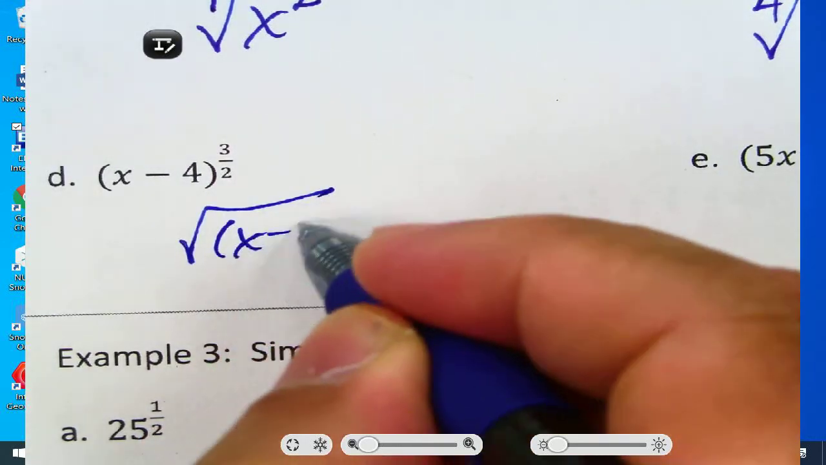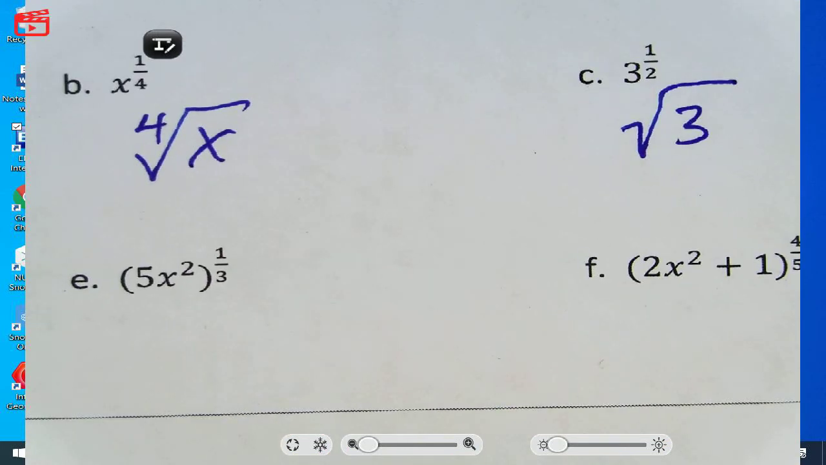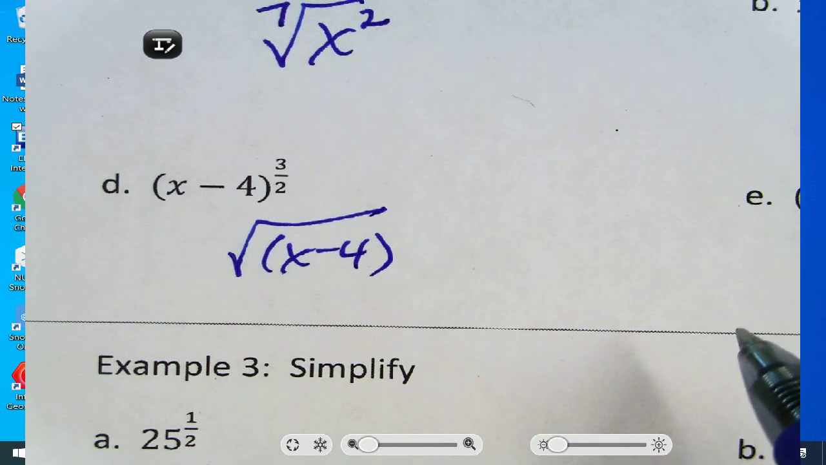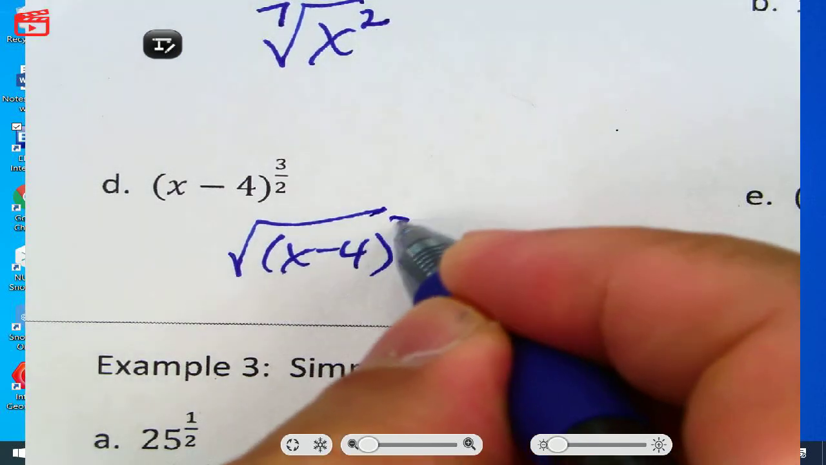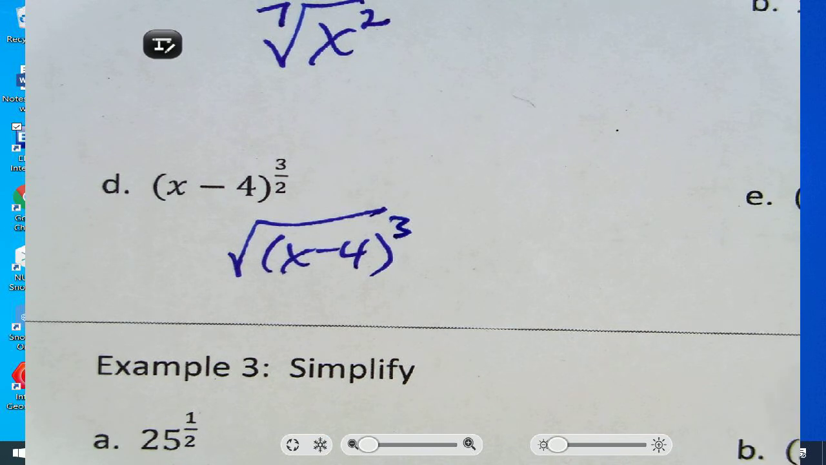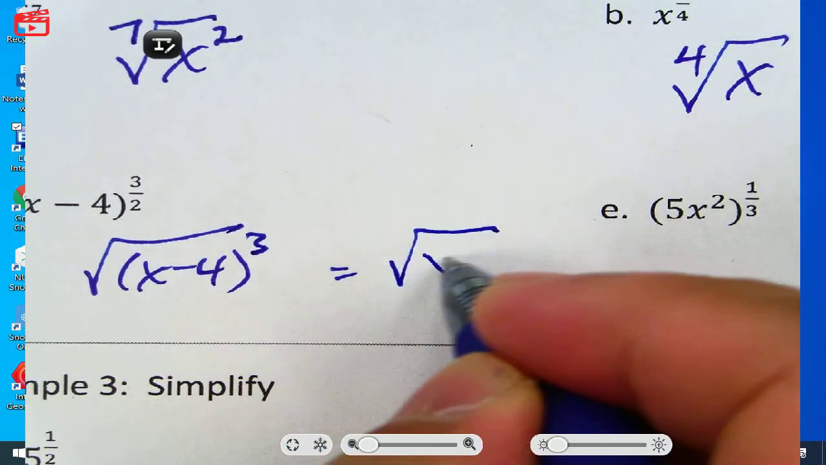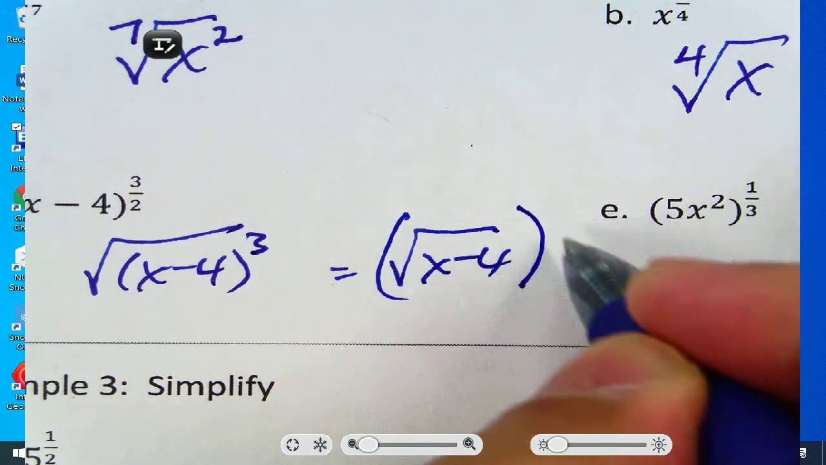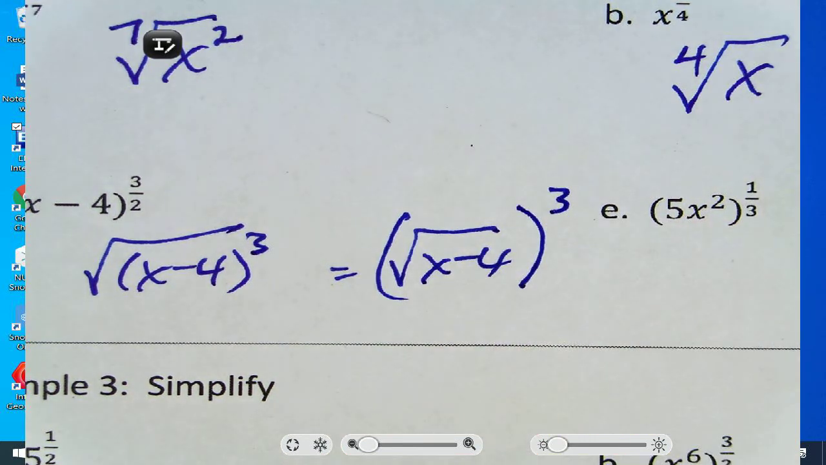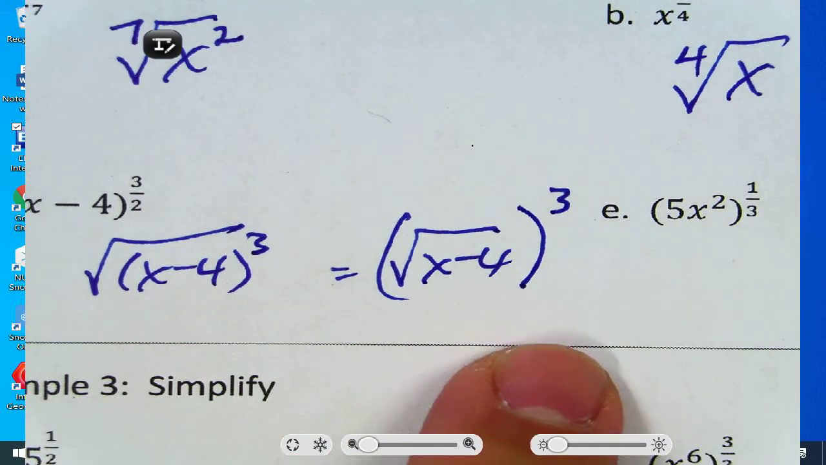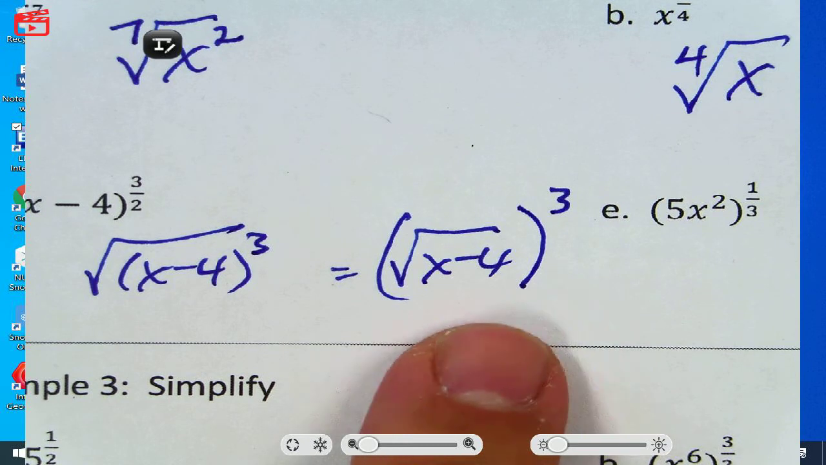What about C? Did y'all just do C? Yeah, it's root 3. You blinked and we did it already. This was x minus 4 with the 3 on the outside. By the way, if you wrote square root of x minus 4, and then put it in parentheses and raised it to the 3rd power, that is perfectly okay. This is the better one, but this is okay. This is not wrong.